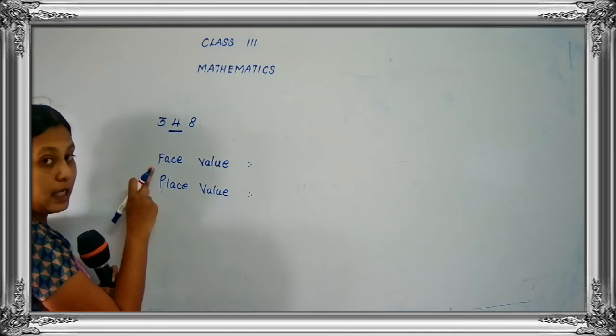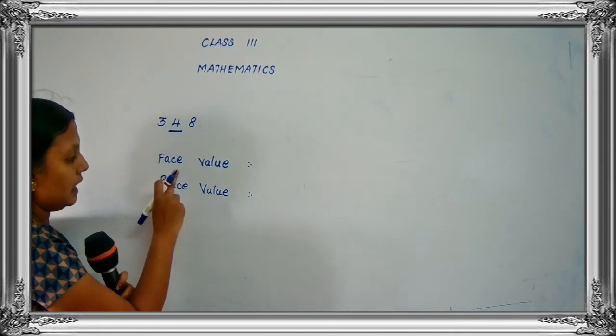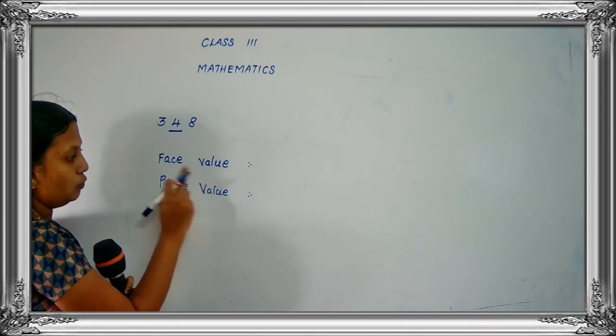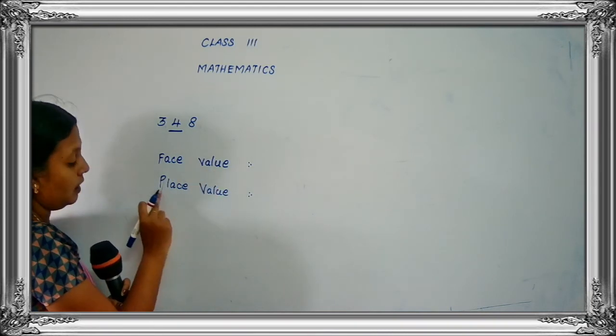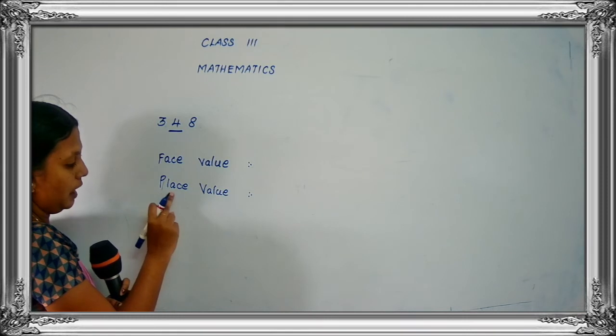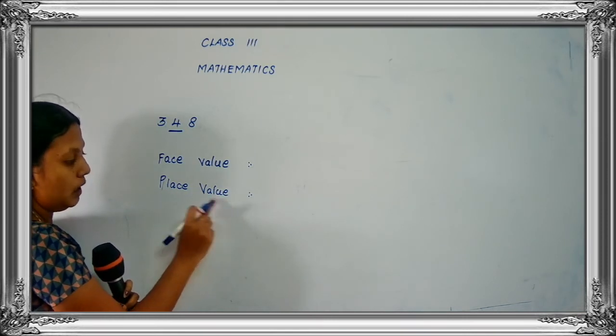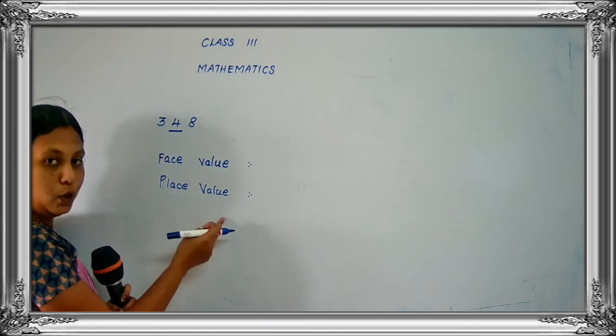What is the spelling for face value? F-A-C-E, face. V-A-L-U-E, value. Face value. Then place value. P-L-A-C-E, place. V-A-L-U-E, value. Place value. Okay.